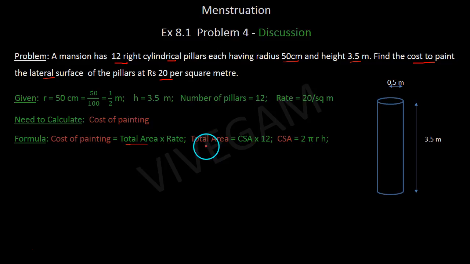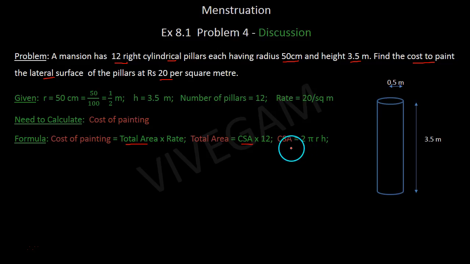Now next, let's write the formula for total area. Total area is area for one pillar into 12 because there are 12 pillars. And what is the area for one pillar? The curved surface area is the area for one pillar. So total area is given by curved surface area into 12. And in this formula, do we know everything on the right side? No, we don't know curved surface area. So we need to calculate curved surface area.